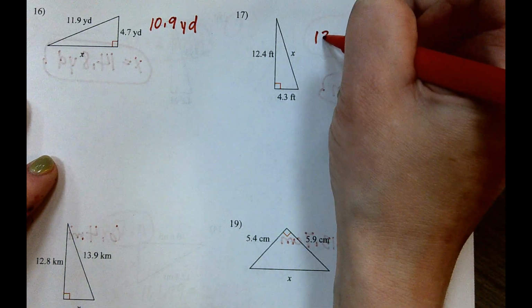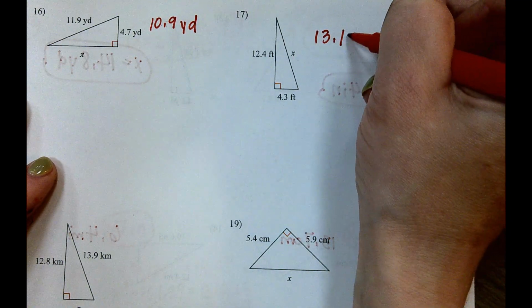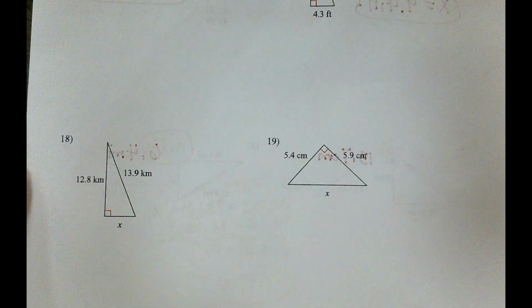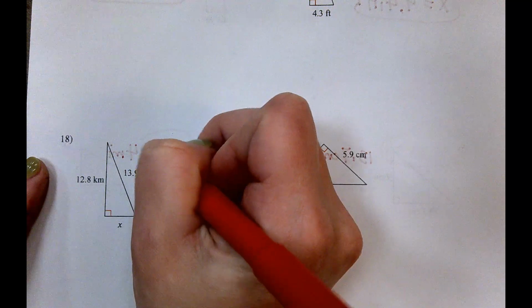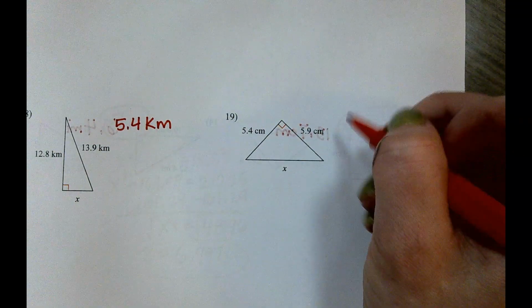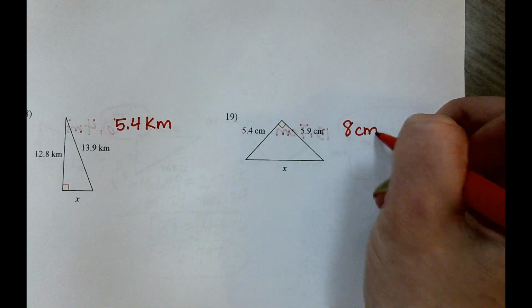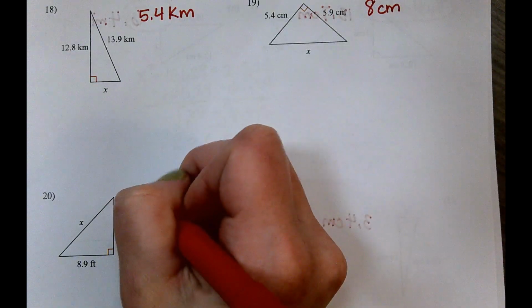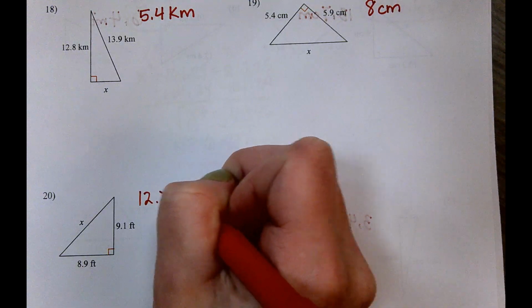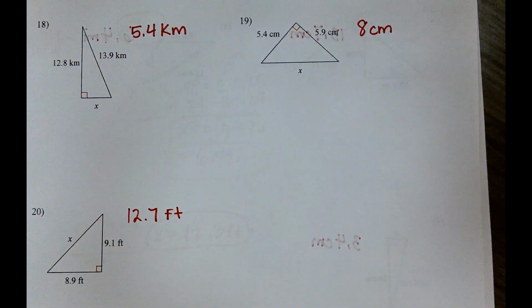17, you'll get 13.1 feet. 18, you'll get 5.4 kilometers. 19, you'll get 8 centimeters. And 20, you'll get 12.7 feet. Okay. There we go. Good stuff.